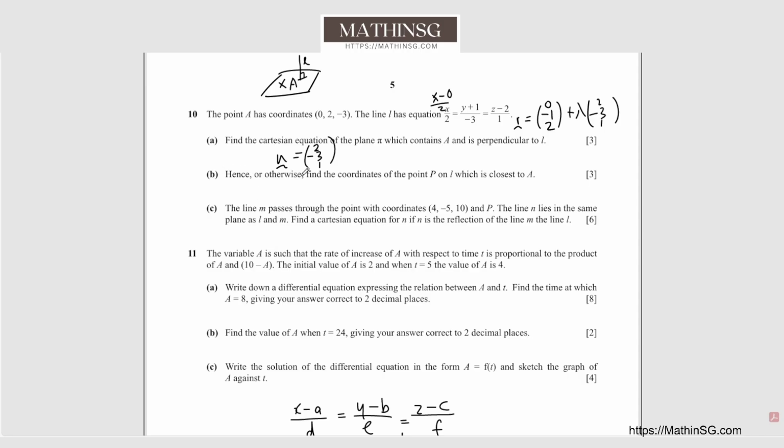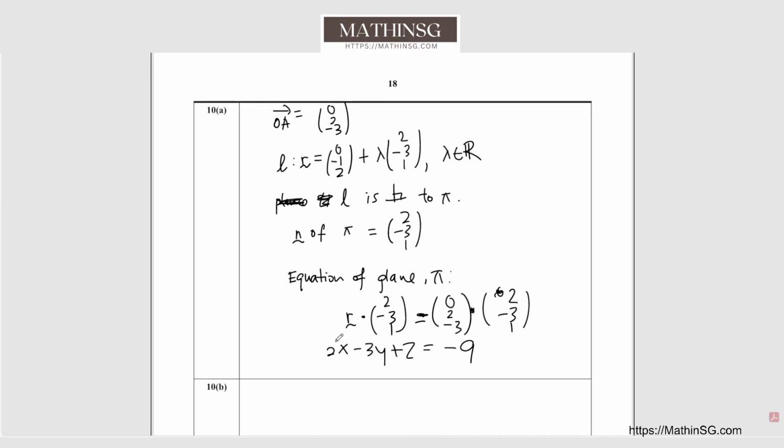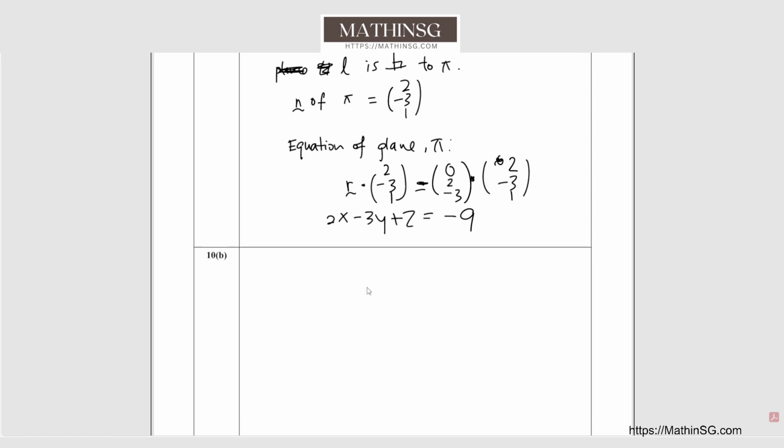Next, part B: hence or otherwise find the coordinates of P on L which is closest to A. That means you will need to find the point P, which is the foot of perpendicular from A to L, right? So this is L and this is A. I want to find the point on L where A is closest to. So basically it is the foot of perpendicular.